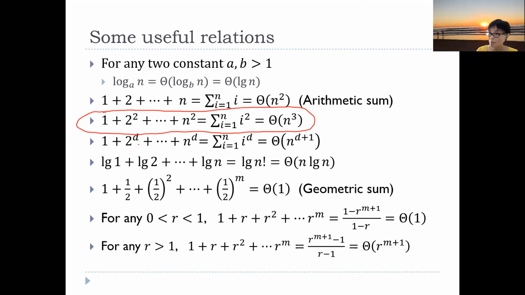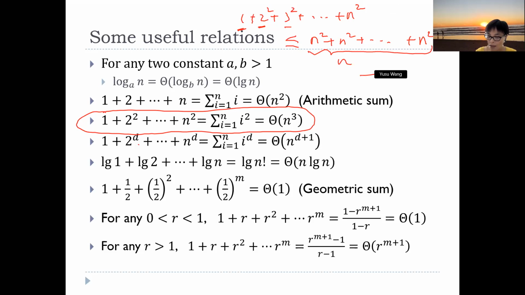The upper bound is very easy. Why? 1 plus 2 squared plus 3 squared plus all the way to n squared is clearly smaller than n squared plus all the way to n squared. Namely, I just replace every term by n squared, and they're only getting bigger. The number of terms here is n. As such, this is exactly n cubed. In other words, this is smaller than n cubed.